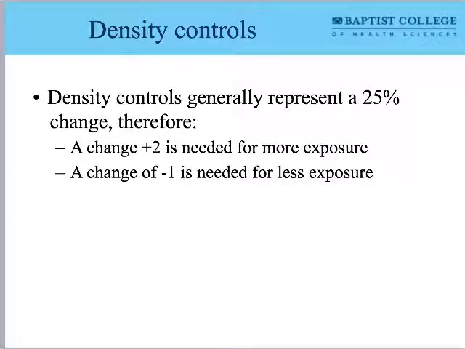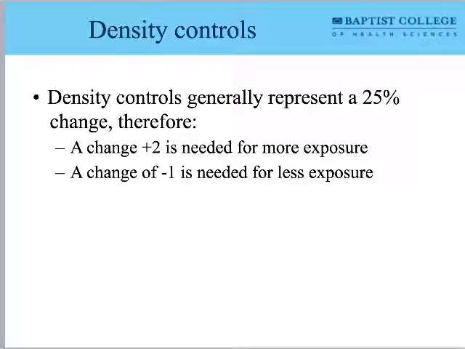Good question. In general, these density controls represent a 25% change. Not particularly helpful, and we'll talk about why that's the case a little bit more in the spring, but in general, we need at least a 30 to 35% change in mass to see a difference in the image. So what that means is if we're going to bump the density up, we need to bump it up twice. That will create an actual change in the density of the image.